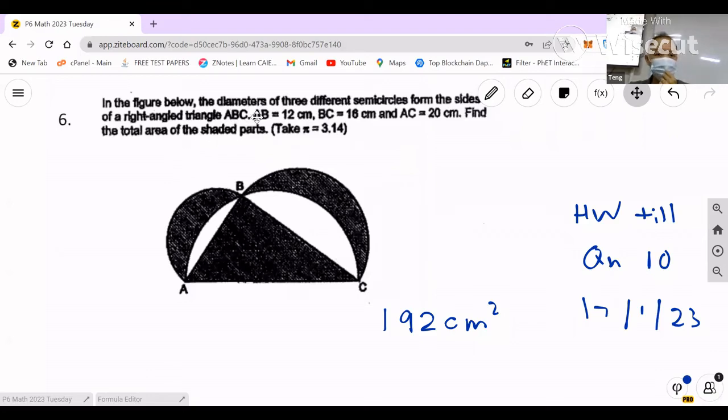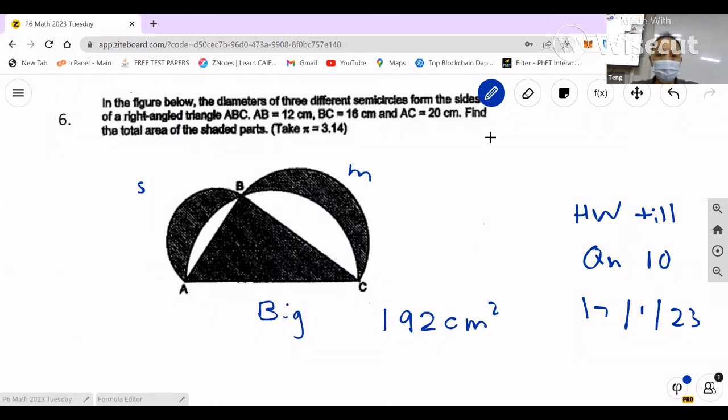So we have this figure, the diameters of 3 different semicircles. Where are the 3 semicircles? We got one here. Then there are actually 3 different sizes, right? Call this a small semicircle, medium, and then the big one, big semicircle. So AB equals 12.